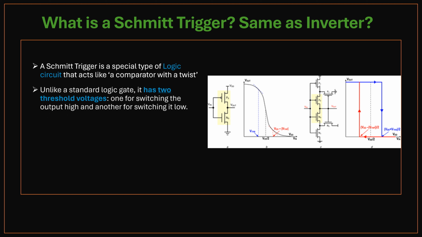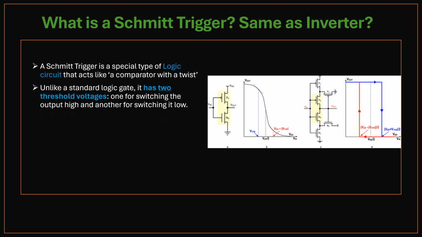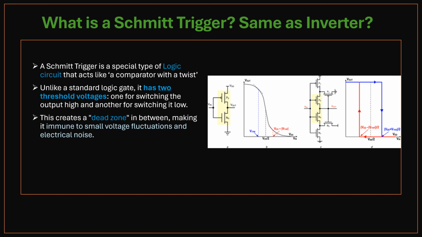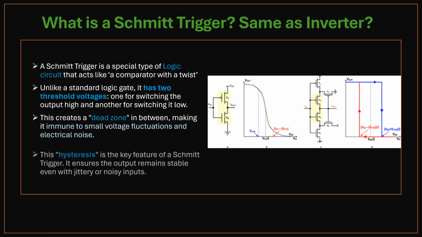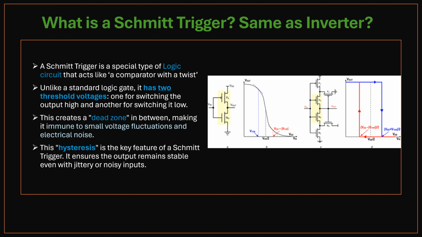A Schmitt trigger is a special type of logic circuit that acts like a comparator with a twist. Compared to a regular standard logic circuit like an inverter, the Schmitt trigger has two threshold voltages, one for switching the output high and another for switching the output low. This creates a dead zone between the switching thresholds, making it immune to small voltage fluctuations and electrical noise.